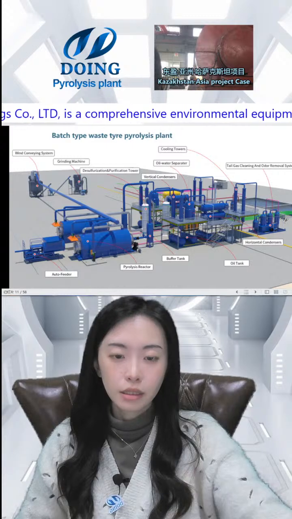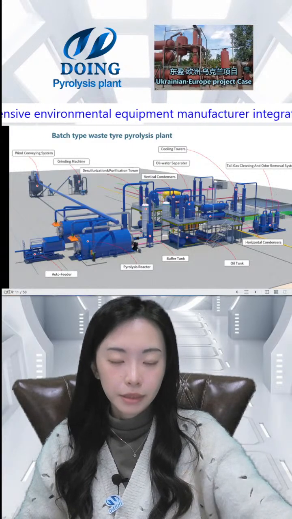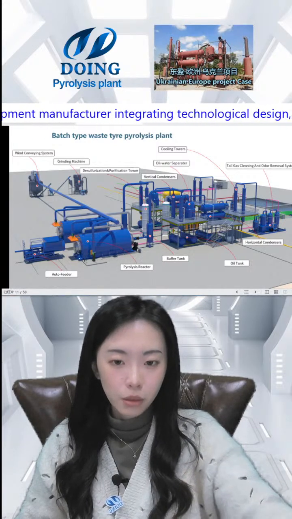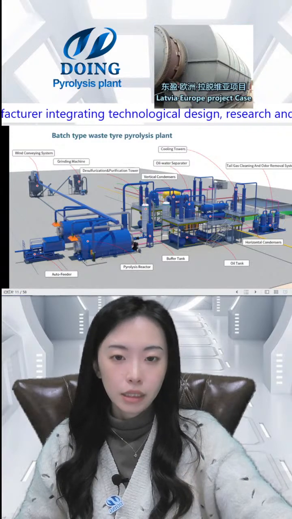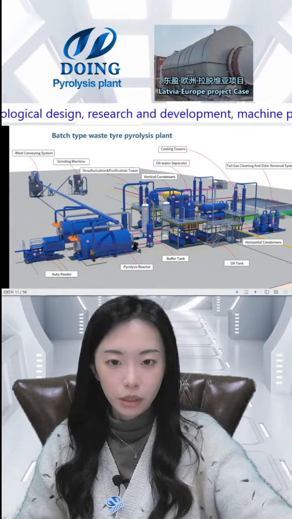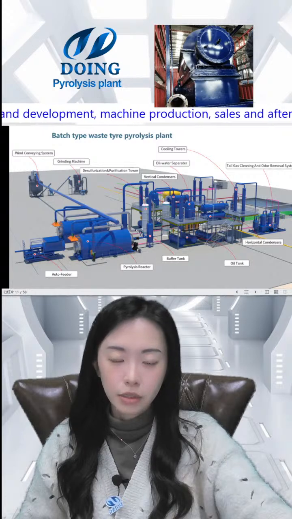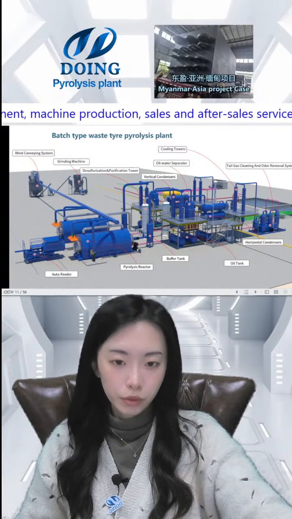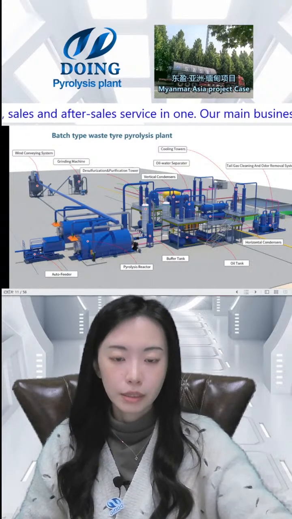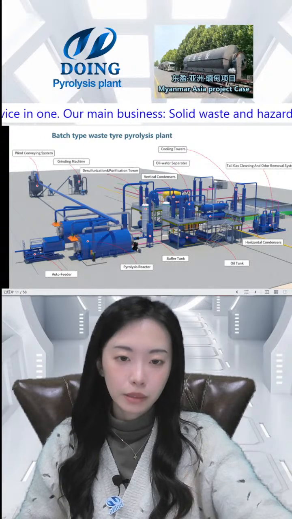And this is the removal system. Because in this combustion system we heat the reactor, and it will produce some smoke that we need to release. Then we have the purification system here. This is a spray tower. And we also have other devices to ensure there is no pollution when the smoke is released. So this is the whole system of the batch type pyrolysis plant.